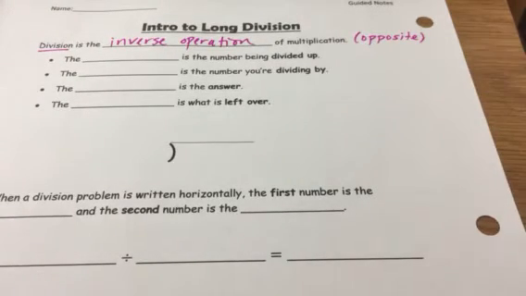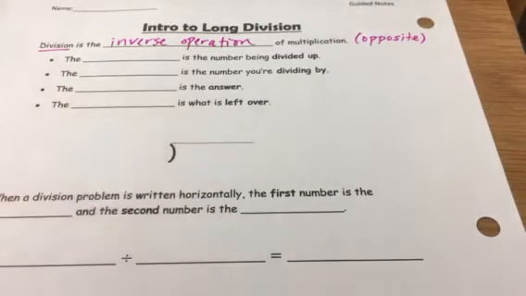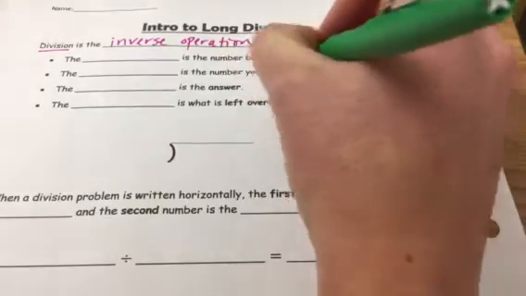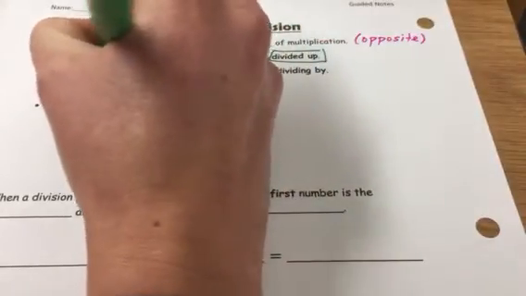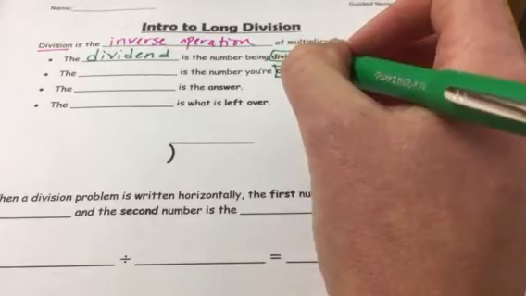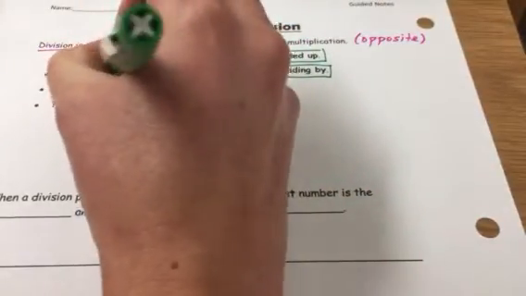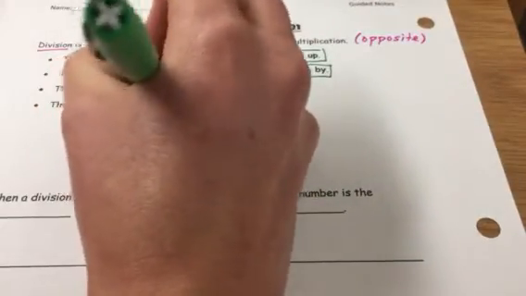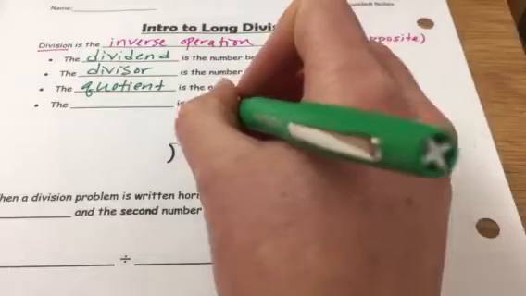So let's talk about the different parts of division problems, because it's really important. If you don't set up your problem correctly, if we don't have the right numbers in the right places, we could be in trouble and we'll get the wrong answer ultimately. So the number that's being divided up is what we call the dividend. The number you're dividing by, the number that you're splitting your thing up into, is called the divisor. The answer is the quotient. And what's remaining, what's left over, is the remainder.